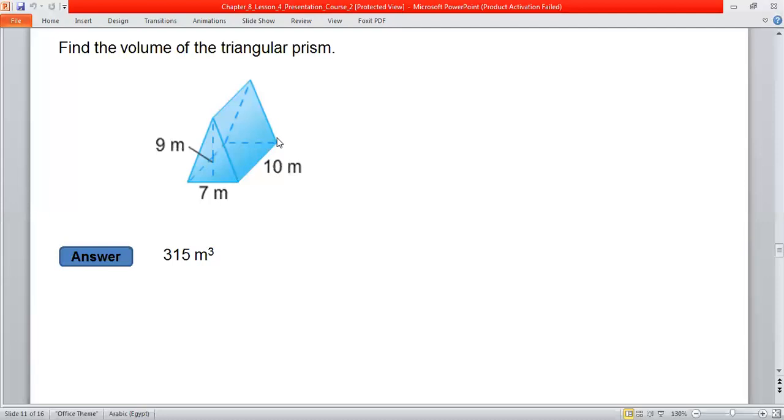The base area is a triangle, right? So half base times height. Half 9 times 7. Half of 9 equals 4.5. Look, we will multiply the three together: half, meaning 0.5, times 9 times 7. Half base times height.